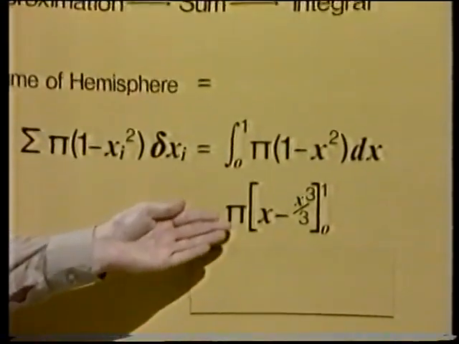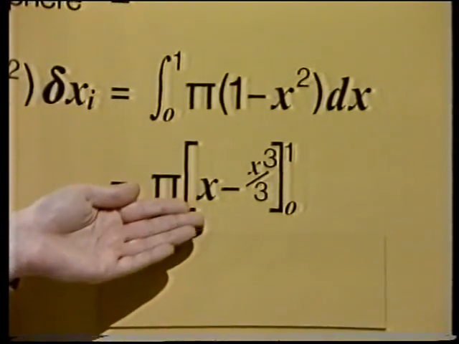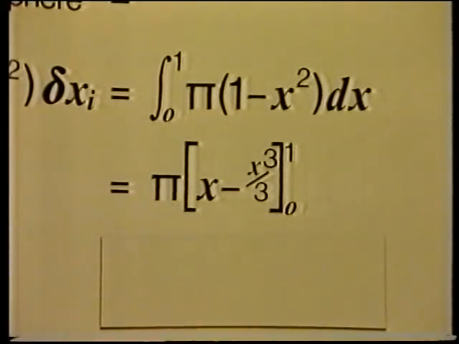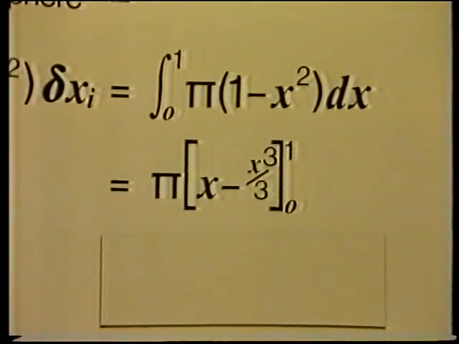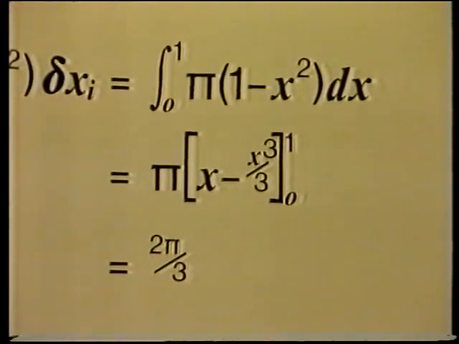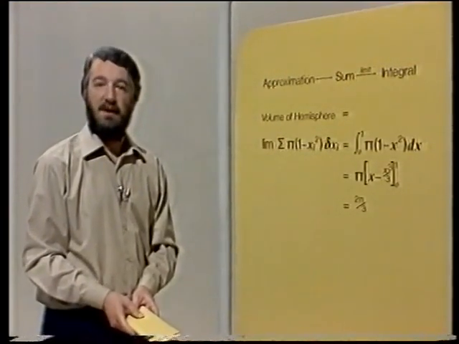Pi is a constant. 1 has primitive x, and a primitive of minus x squared is minus x cubed over 3, and I need to evaluate that expression from x equals 0 to x equals 1. And if I do so, I get 2 pi by 3. So the volume of a hemisphere of radius 1 is 2 pi by 3, and so the volume of a sphere of radius 1 is 4 pi by 3. We'll come back to the general situation of a sphere of radius r later.